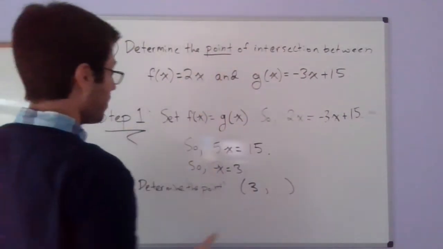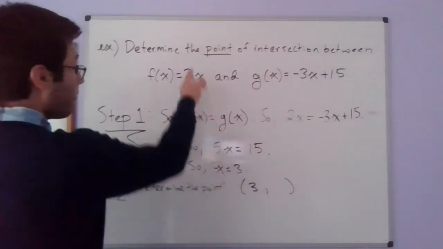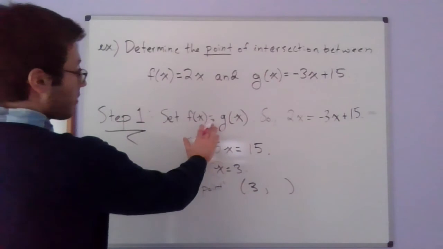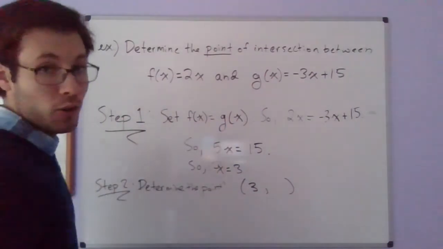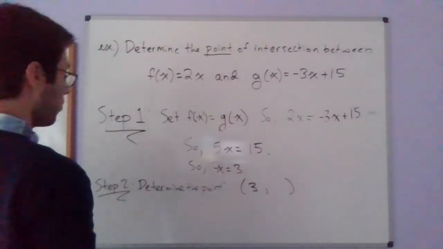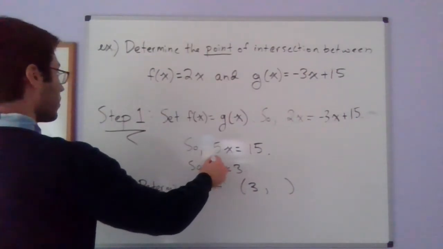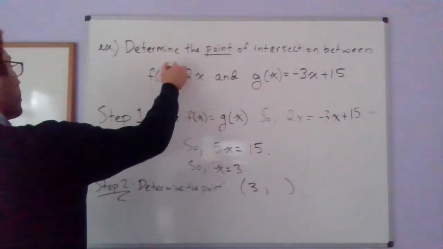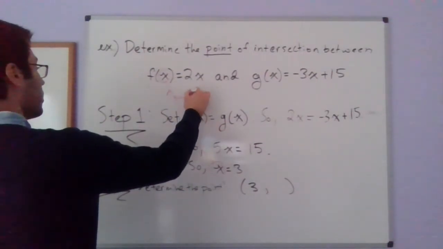The reason I can be so selective as to what function I'm plugging it into is because we set f of x equal to g of x to start. So it doesn't matter which function I put it into. So I'm going to take x, drag it all the way up here, and substitute that value.